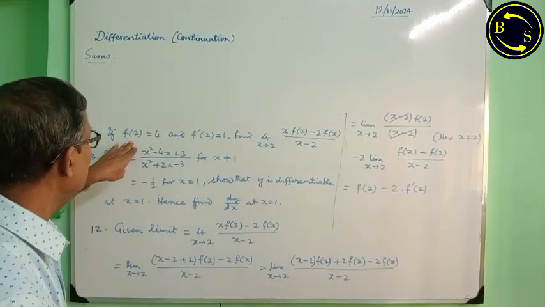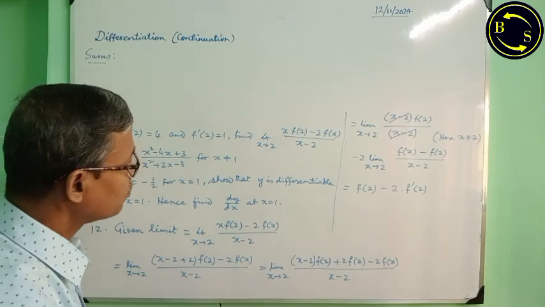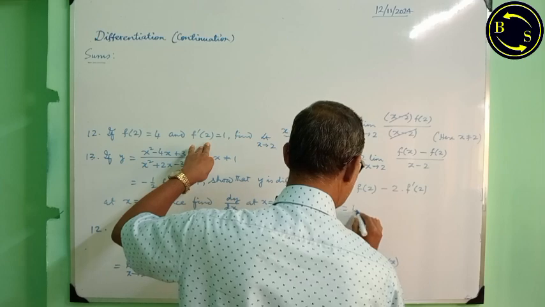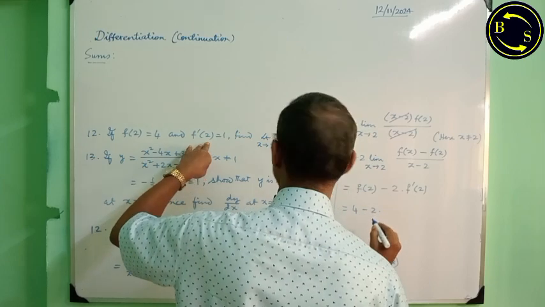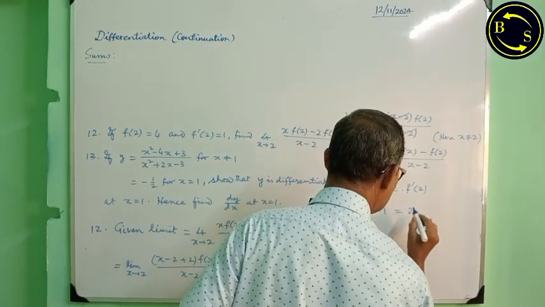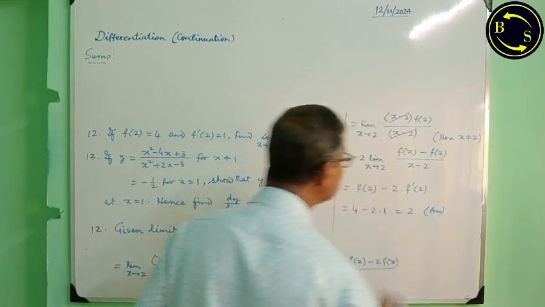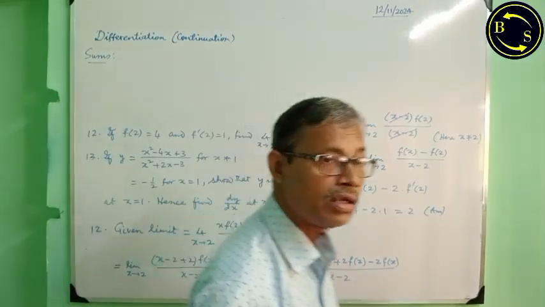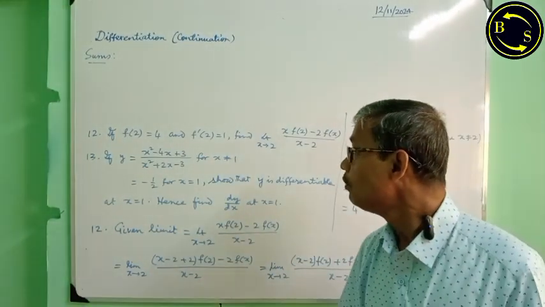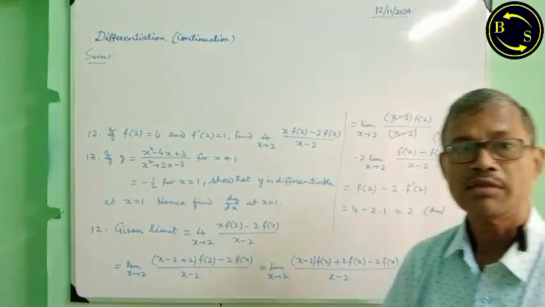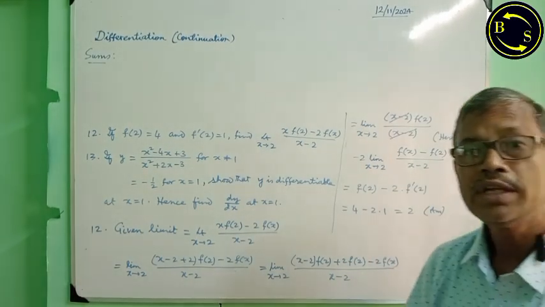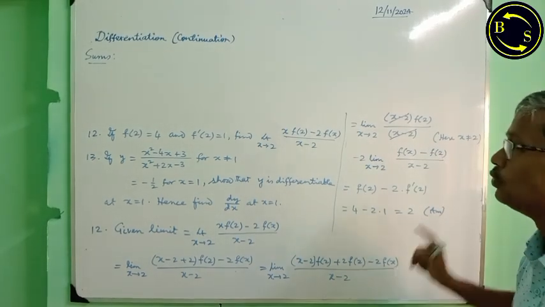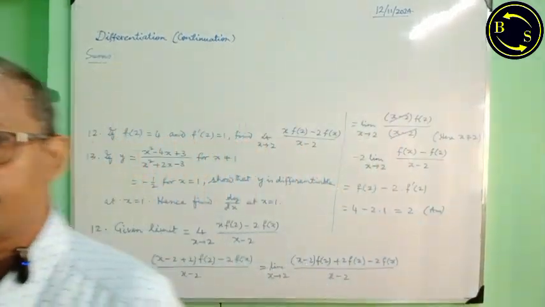Now the value of f(2) is given, also f dash 2 is given, therefore I put the value: f(2) equal to 4 minus 2 into 1, that means finally this one. Here we have used the definition of f dash a, that means derivative of f(x) at a certain point x equal to a. Therefore the sum is solved, value will be 2.